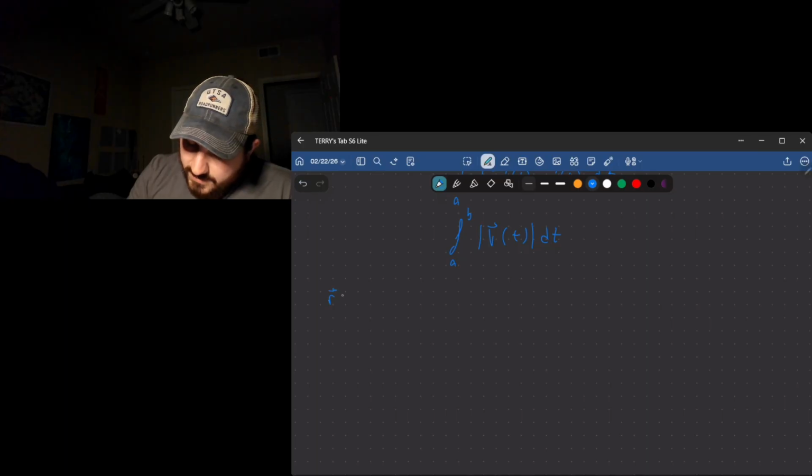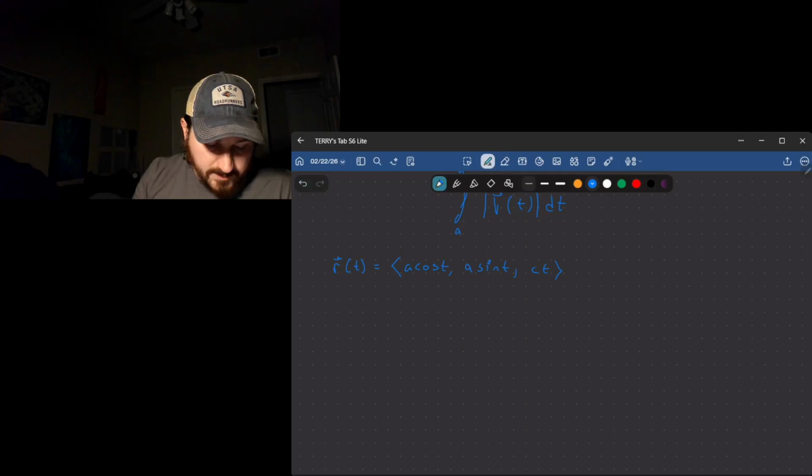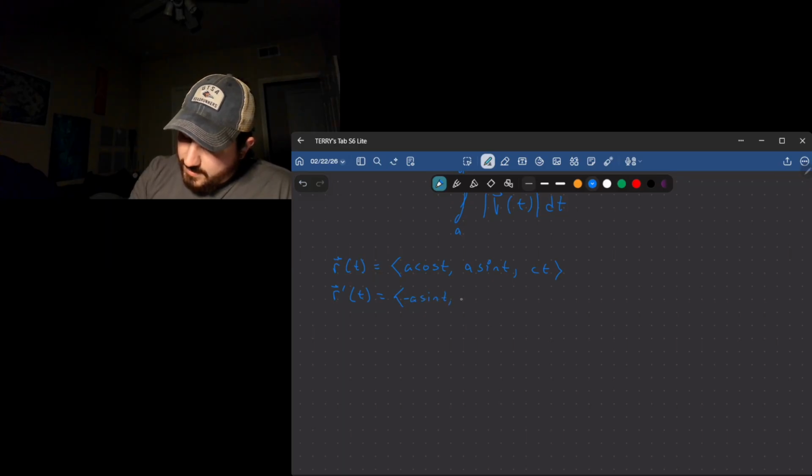So we're going to start with a vector r of t that's equal to a cosine of t, a sine of t, and c t. So remember, a and c are both constants. So the first thing we're going to do here is we're just going to take our derivative, because like we saw in our formula, we need to do the dot product of the derivative squared. So our derivative here is going to be negative a sine of t, and then we have positive a cosine t, and we just have c, right?